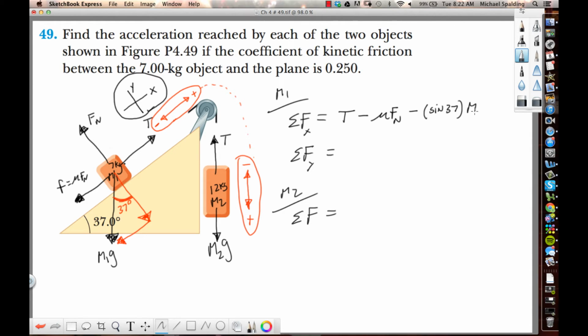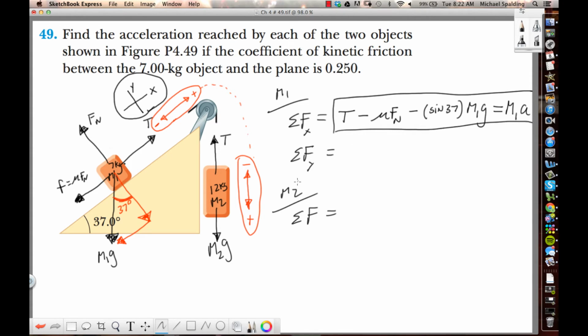37 m1g. Okay, so this is going to equal m1a. The sum of the forces equals ma. Okay, in the y direction. Did I make a mistake?